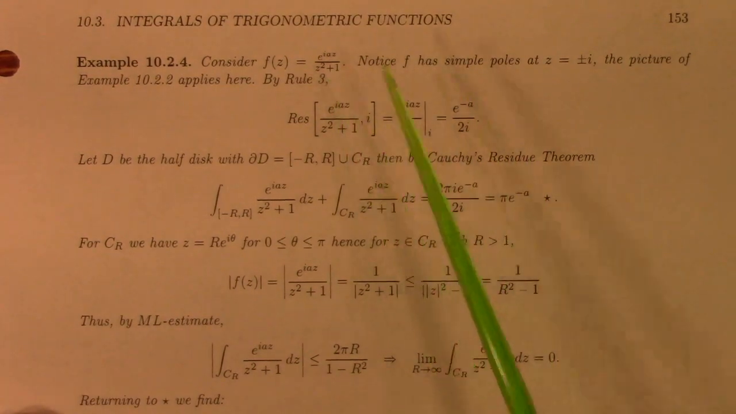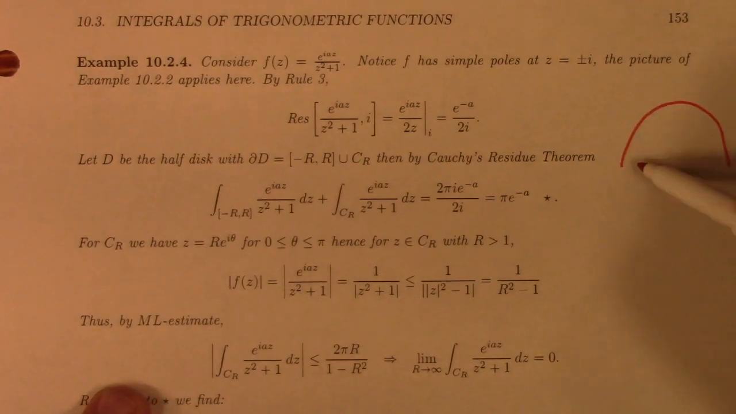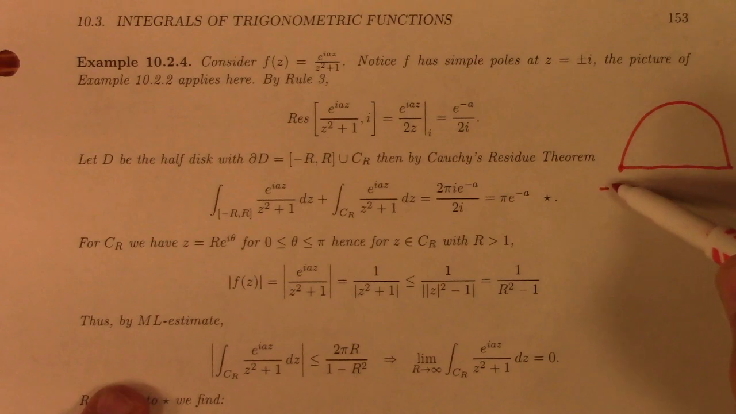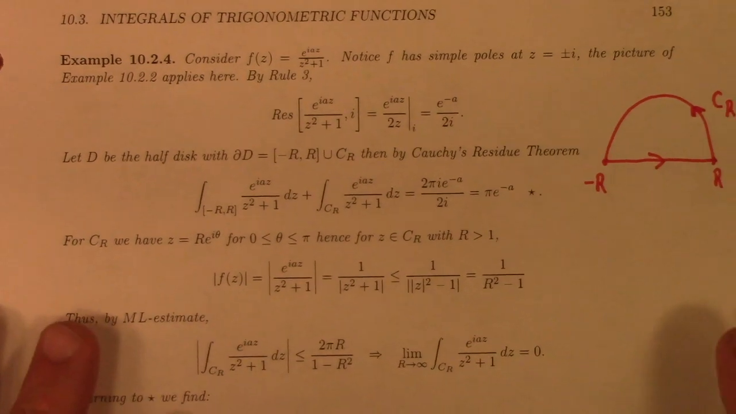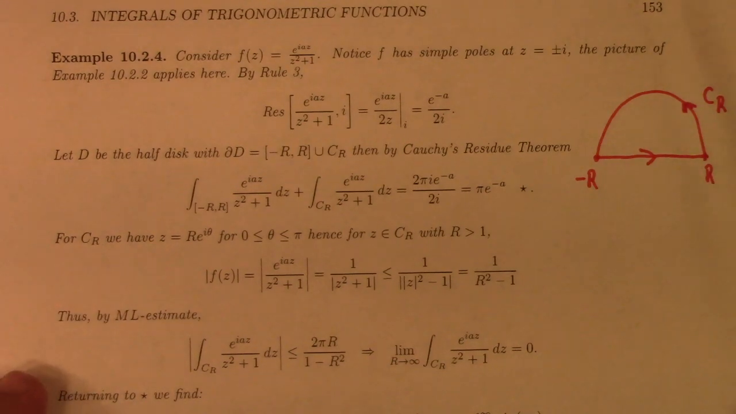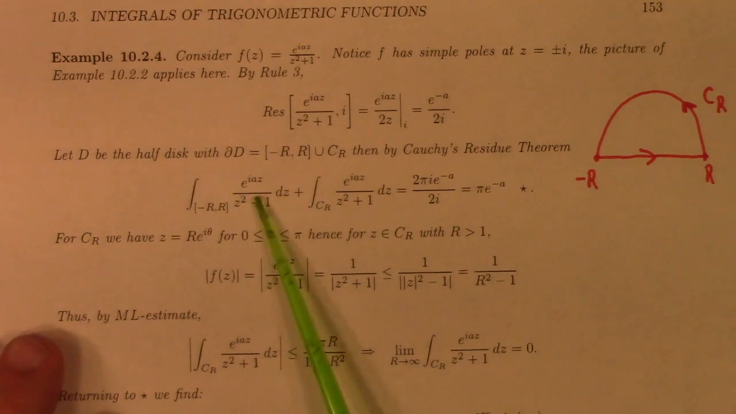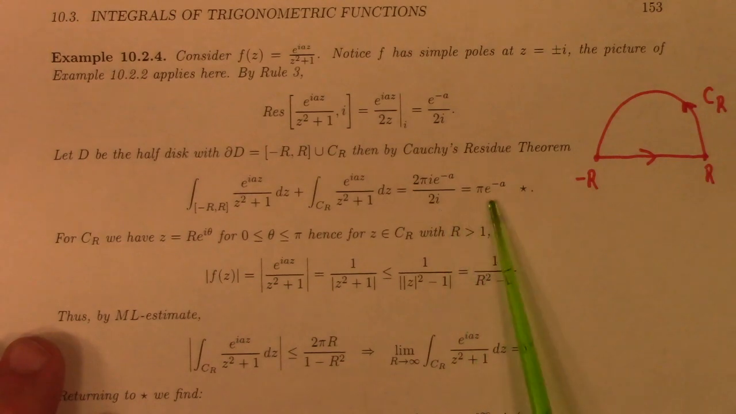And so if we think about this picture again, we're going from minus R to R, like so. We've got our half circle up here, C_R. We're anticipating that the integral of the function in question is 0 over the half circle because of some kind of bounding argument. Let's see how that goes. So Cauchy's residue theorem, nevertheless, says that the integral over the diameter plus the half circle is equal to the residue times 2 pi i, which here works out to pi e to the minus a.